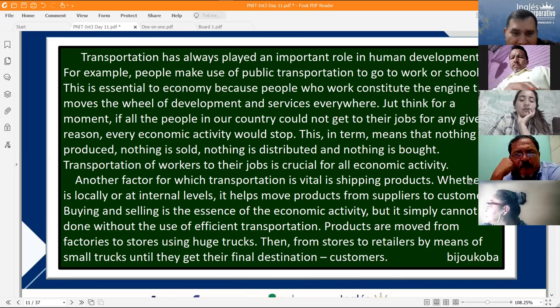Another factor for which transportation is vital is shipping products, whether locally or at an international level. It helps move products from suppliers to customers. Buying and selling is the essence of economic activity, but it simply cannot be done without efficient transportation. Products are moved from factories to stores using huge trucks, then from stores to retailers by means of small trucks until they get to their final destination, customers.